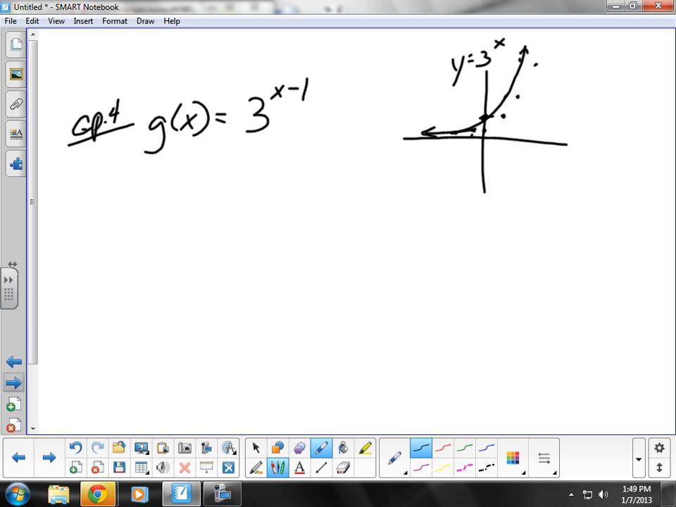Just 1. Okay? So every one of these would just be moved over one place. Let me do that in a different color so you can see it. Does red look a lot different than black? Okay, so that's the new one. It's just a horizontal shift 1 unit to the right.